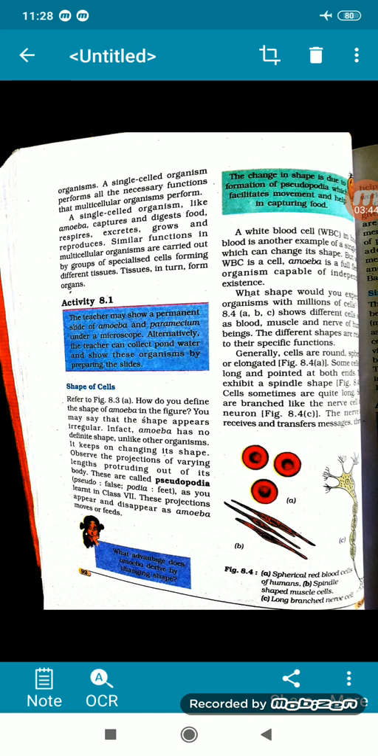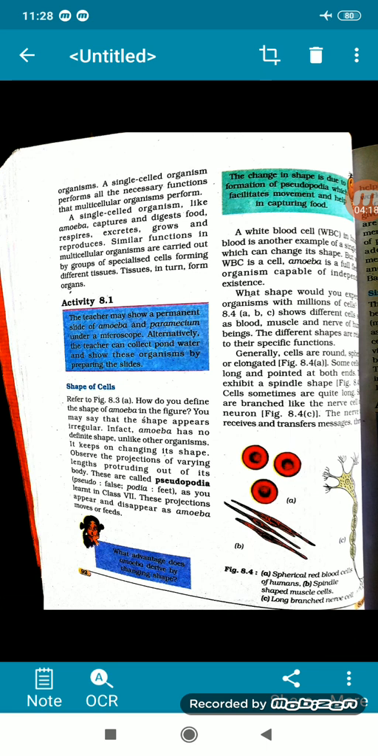Single-celled organisms perform all the necessary functions that multicellular organisms perform. Single-celled organisms like amoeba capture and digest food, respire, excrete, grow and reproduce. Similar functions in multicellular organisms are carried out by groups of specialized cells forming different tissues. Tissues in turn form organs. Now we go to shape of cells.